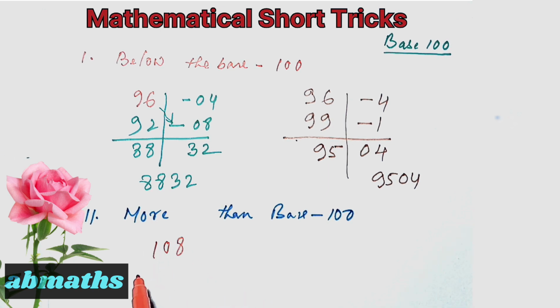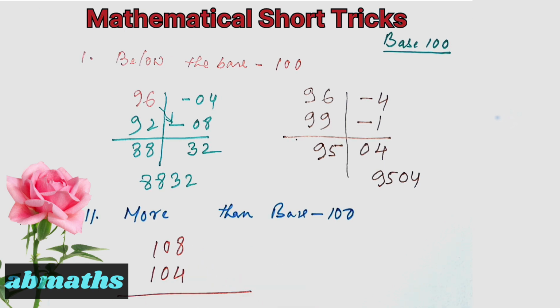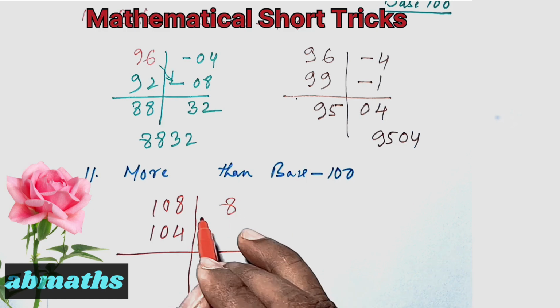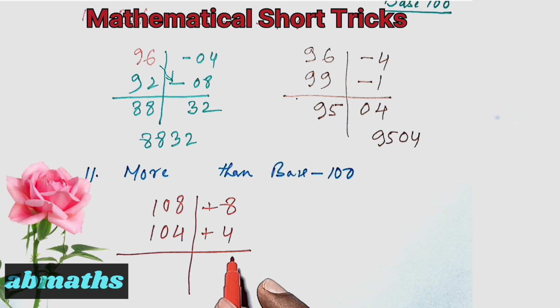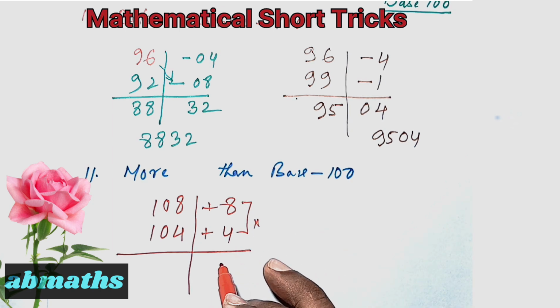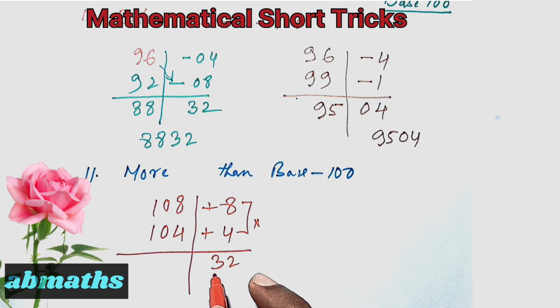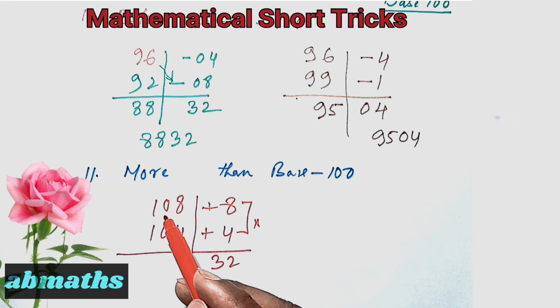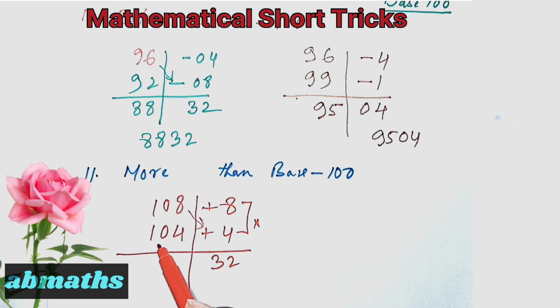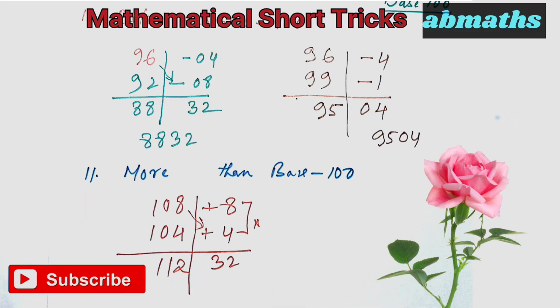Let's take an example. We multiply 108 with 104. So this is 8 more than 100 and this is 4 more than 100. So we multiply these two to get 8 fours are 32. The number of digits on the right hand side is equal to the number of zeros in the base. Now we add this in a cross way. 108 plus 4 is nothing but 112.